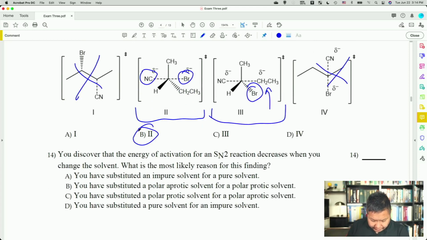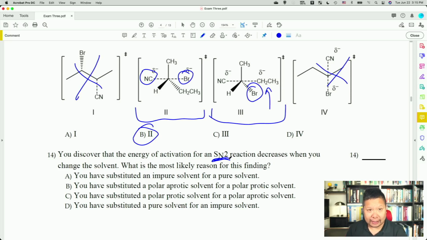Okay, you discovered that the energy of activation for an SN2 reaction decreases when you change a solvent. What most likely is the reason for this finding? So remember that if it's an SN2 reaction, you want to have an aprotic solvent so that you can make the energy of the nucleophile higher, right? Because a protic solvent will actually stabilize the nucleophile, because it can do hydrogen bonding.